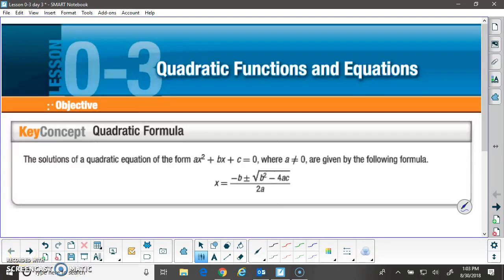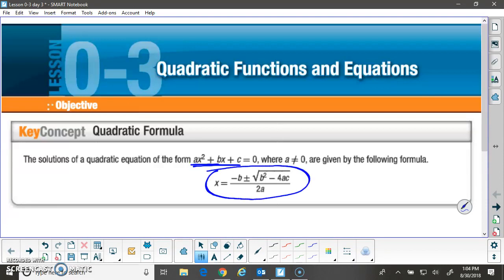Lesson 3 of Chapter 0, continuing on quadratic functions and equations. We're going to talk about the quadratic formula. You first learned about this in Algebra 2, and it's a formula. We've discussed an a, b, and a c value from an equation written in standard form, like you can see here. And the quadratic formula is listed.